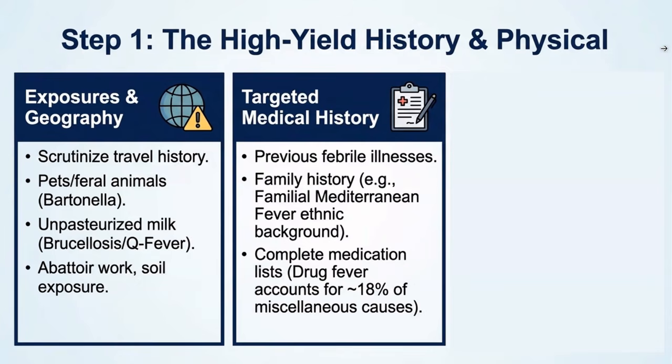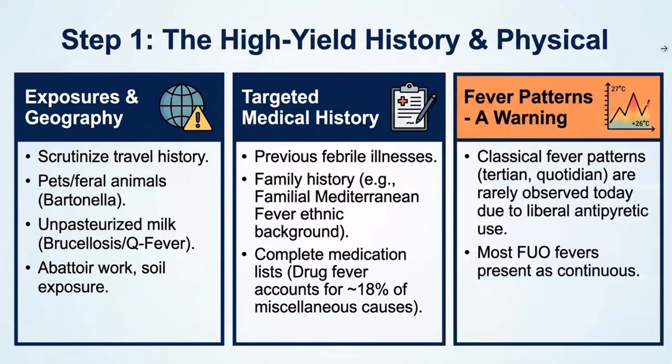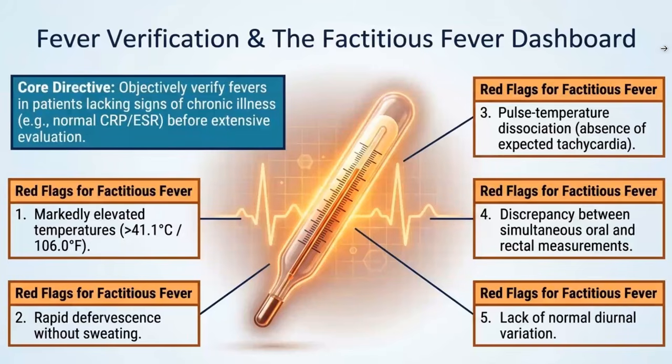History of previous febrile illnesses, and family history such as familial Mediterranean fever. Patterns of fever are usually not seen in today's day because a lot of patients consume antipyretics on an outpatient basis. But still, you know the tertian and the quotidian patterns, and you can see if they are present. Usually, these patterns are not present when these patients present to the clinic.